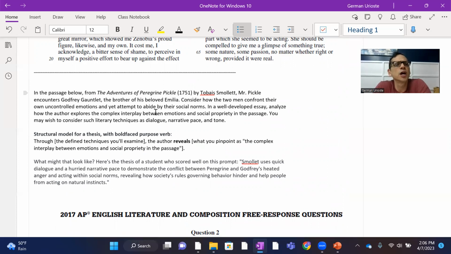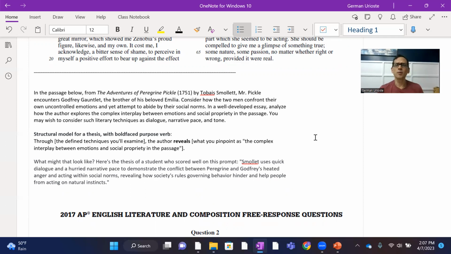Pickle encounters Godfrey Gauntlet, the brother of his beloved Amelia. Consider how the two men confront their own uncontrolled emotions and yet attempt to abide by their social norms. In a well-developed essay, analyze how the author explores the complex interplay between emotions and social propriety in the passage. You may wish to consider such literary techniques as dialogue, narrative pace, and tone.